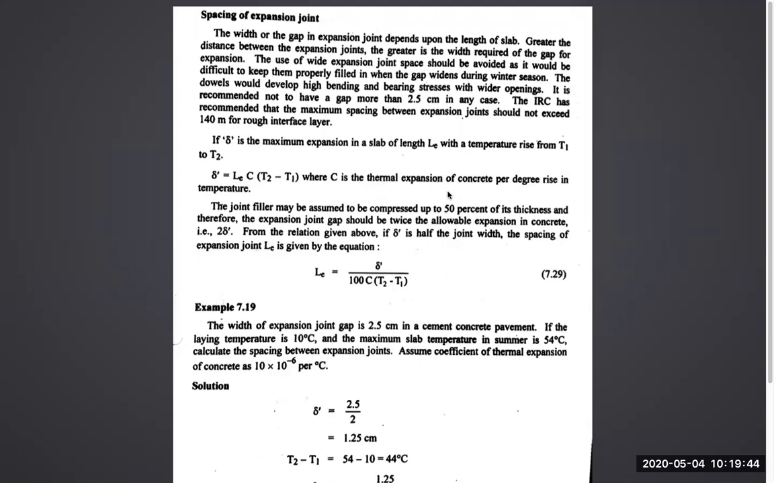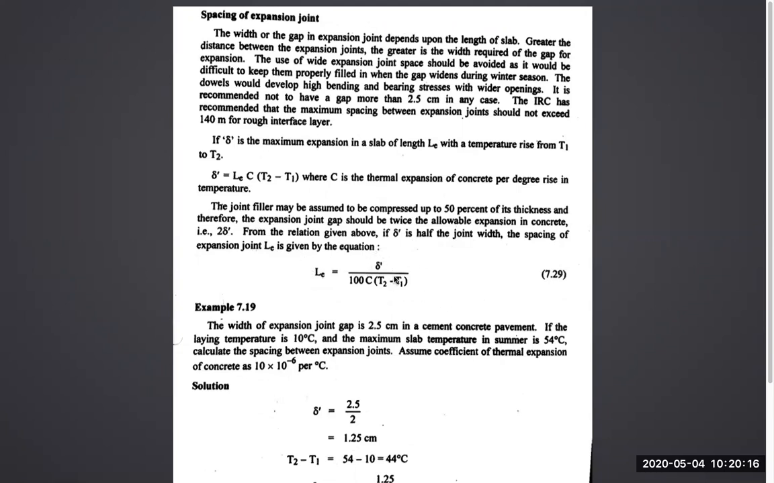Fine. So joint filler also plays an important role here. Joint filler may be assumed to be compressed up to 50% of its thickness, and therefore the expansion joint should be taken as twice the allowable expansion in cement concrete. Okay. So considering these cases, delta dash is half the joint width, and the spacing of expansion joint LE is given by this expression.